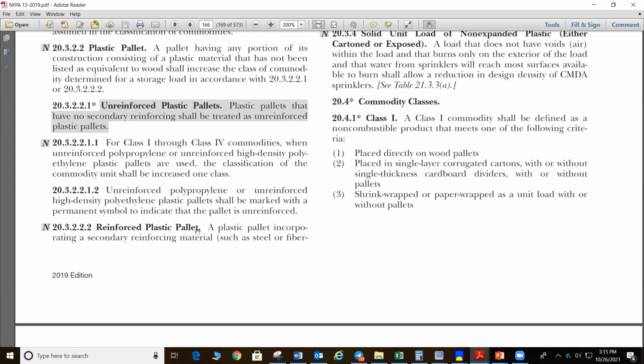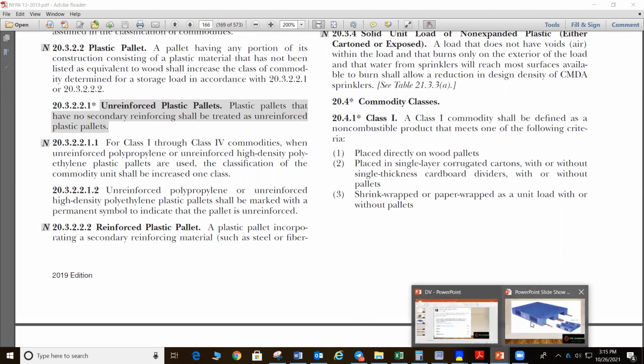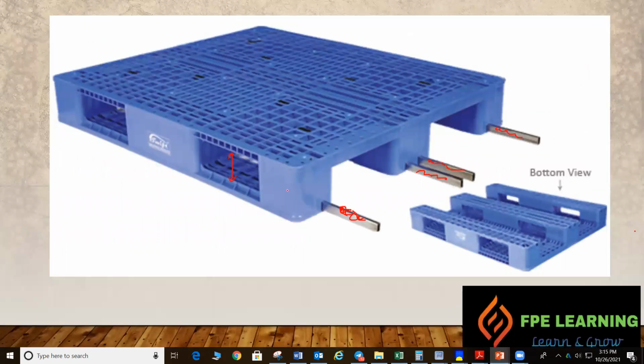Which is reinforced plastic pallets. But before that, we'll look at 23.2.2.1, which talks about unreinforced pallets shall be marked with a permanent symbol to indicate that the pallet is unreinforced. So for a pallet, if there is no marking whether it's reinforced or unreinforced, you have to assume that it is a reinforced pallet because it lasts for so long.